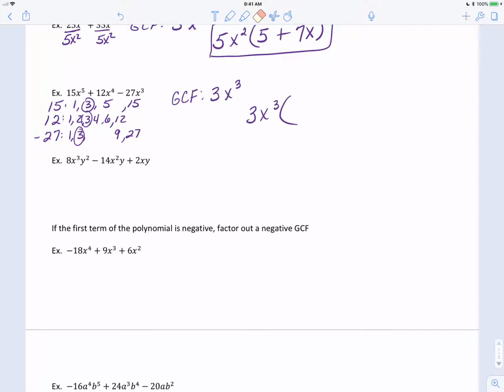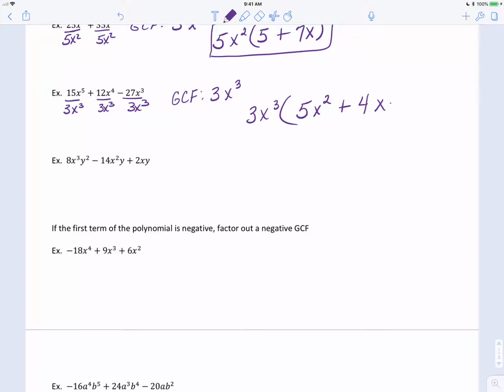And hopefully you have this. I'm going to erase it so that I can show you the division part of that. Divide each term by that GCF because we've got to be able to take it out of every term. So 15 divided by 3 is 5. X to the 5th divided by x cubed leaves us with x squared. And then 12 divided by 3 is 4, and x to the 4th divided by x cubed is x. 27 divided by 3 is 9, and x cubed divided by x cubed is 1. So that is just 9.